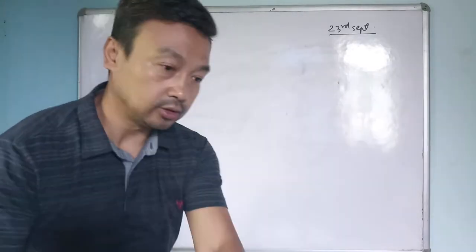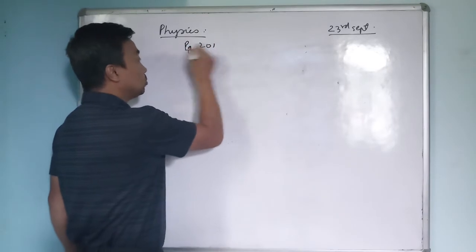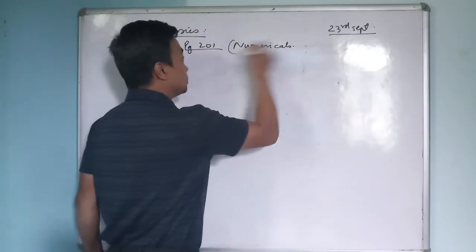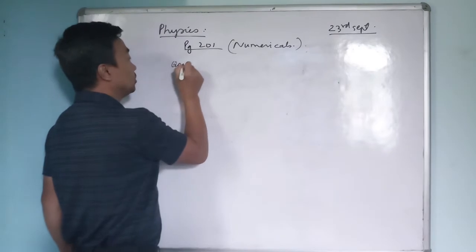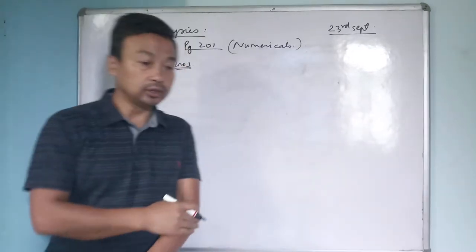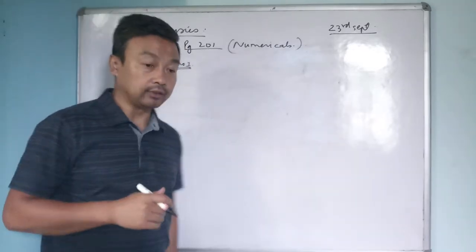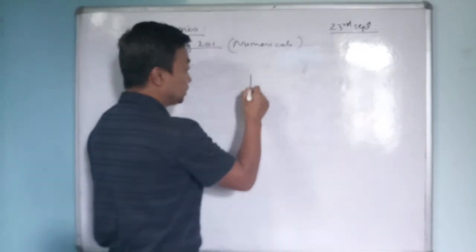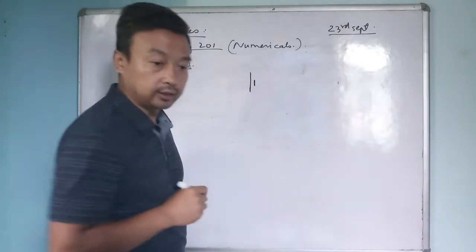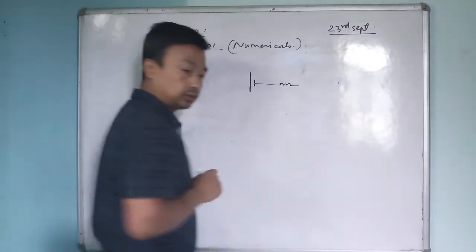So the first question, page number 201, numericals, question number 1. Okay, in the first question there is the setup given to you. I'll just make the diagram. In the diagram you have a battery there. This is a battery with the positive and the negative terminal, and inside that there is an internal resistance.